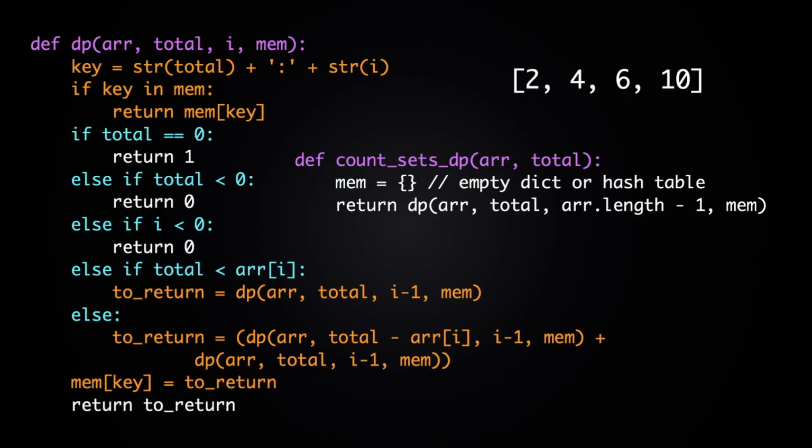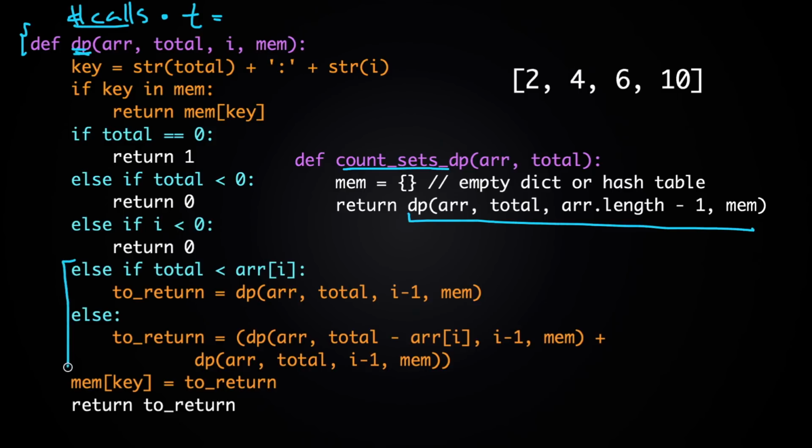To find the time complexity for this method, we first need to find the number of times we call our recursive function, dp, and then multiply by the time it takes to execute each of those calls. So let's first see if we can count the number of times we call dp. There are only two ways we call dp. The first one is from right here, from the original function countSets dp, and then the second way is from this block right here, either on this line or this line.